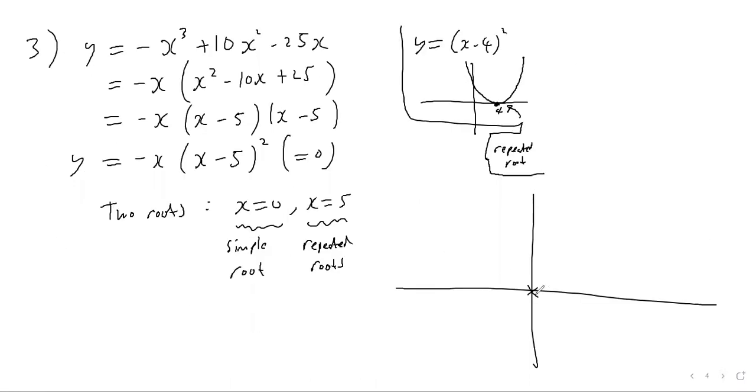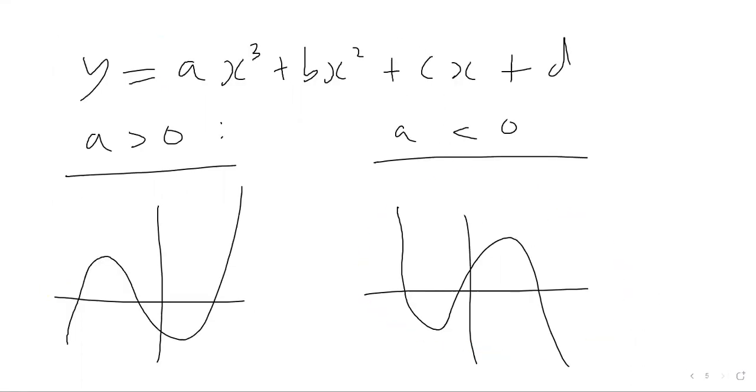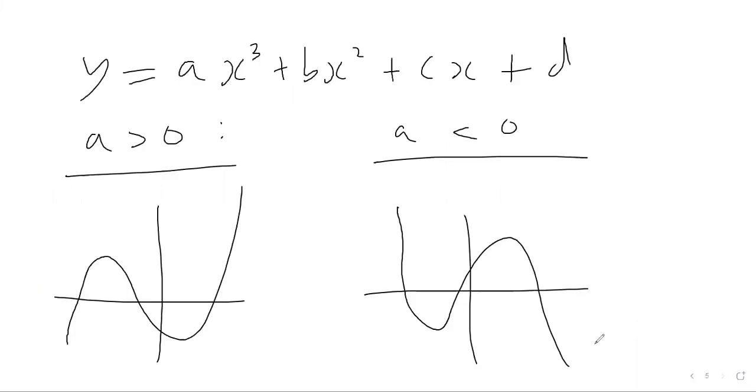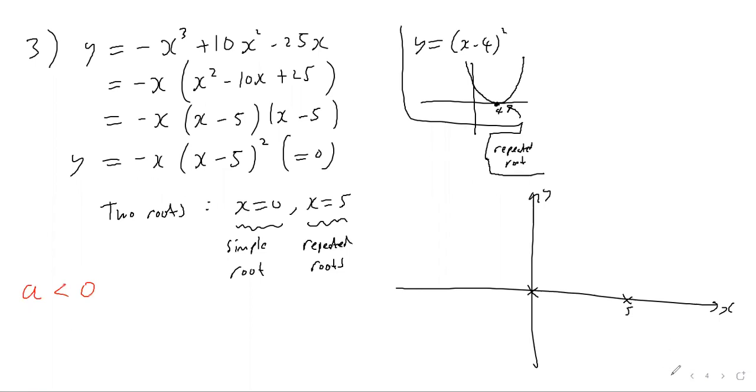So we've got a simple root of x equals 0, so the graph is certainly going to pass through that point. And we've got a repeated root of 5. So what will our graph look like? Again, the key thing to realize is that we've got a negative coefficient of x cubed, so the a value is less than 0. So it's going to be this negative shape. It always starts from the bottom right corner. Then, because x equals 5 is repeated, we cannot go through like that. We must just touch it like that.